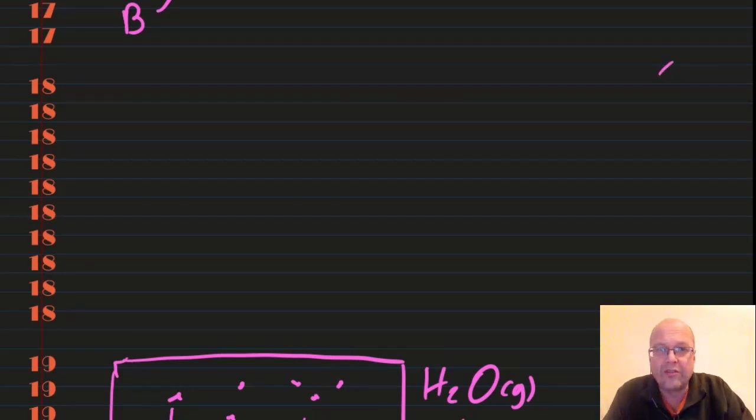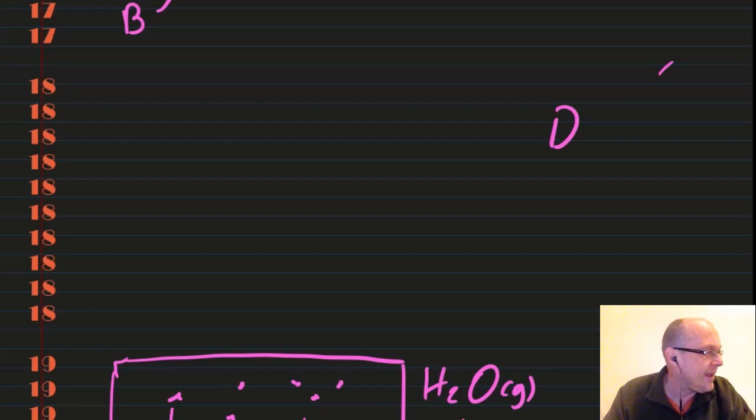Well, enthalpy of hydration is turning gaseous ions into aqueous ions. And so that's going to be 18D. It's only 18D that follows that. A is, well, that's not adding water, hydrating anything. That's reacting water with itself. It's not really hydration, is it?